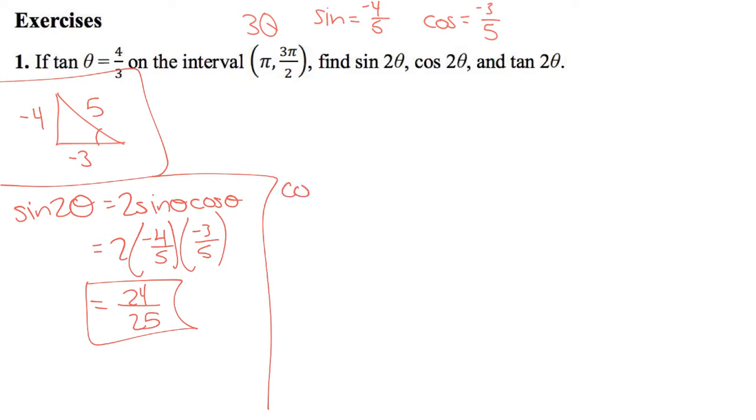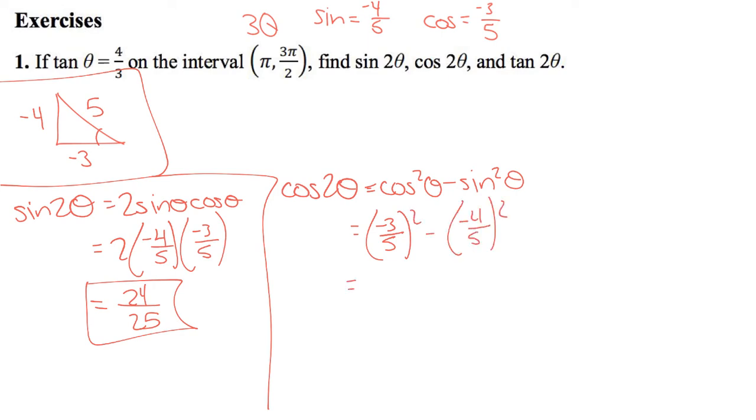This is going to be cosine double angle. Just because we have 3 options, I'm going to go ahead and just use that cosine double angle is equivalent to cosine squared minus sine squared. So that means that is negative 3/5 squared minus negative 4/5 squared. 9 over 25 minus 16 over 25. Say negative 7 over 25.